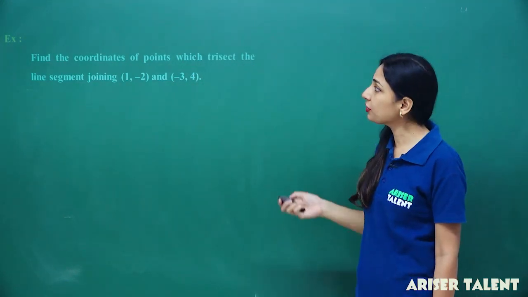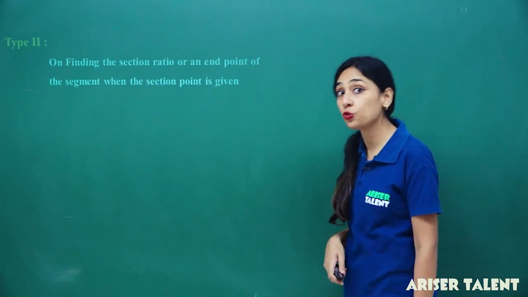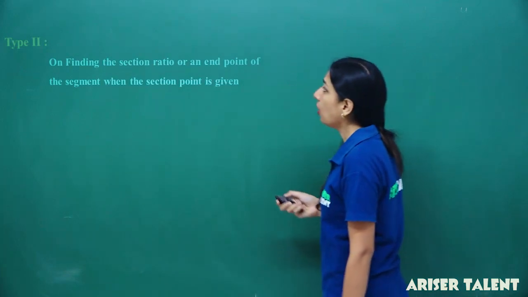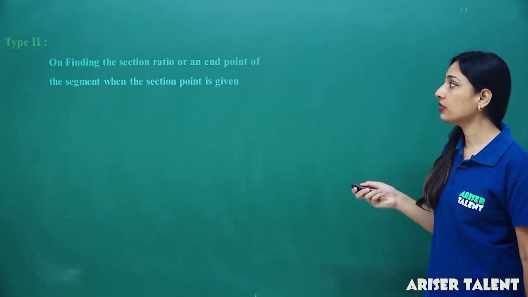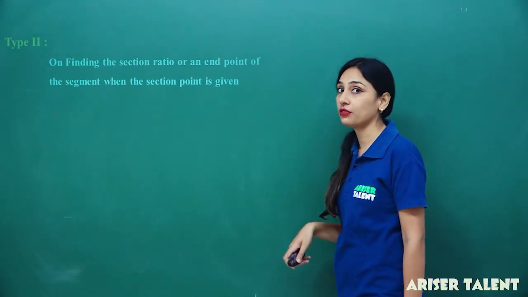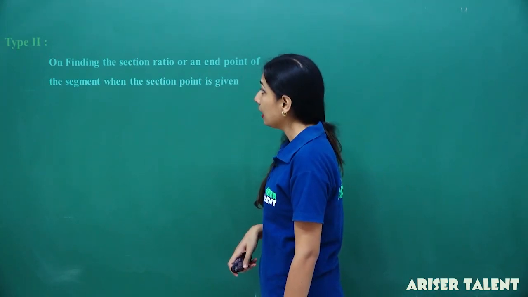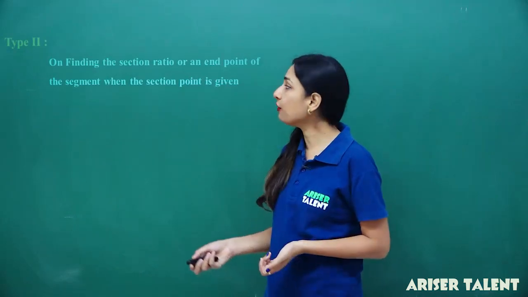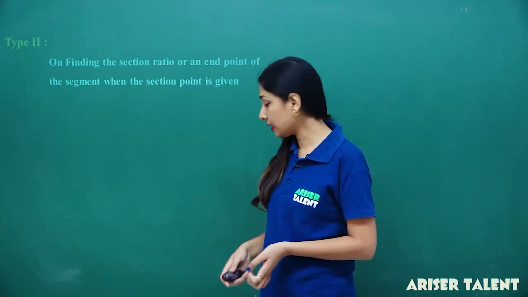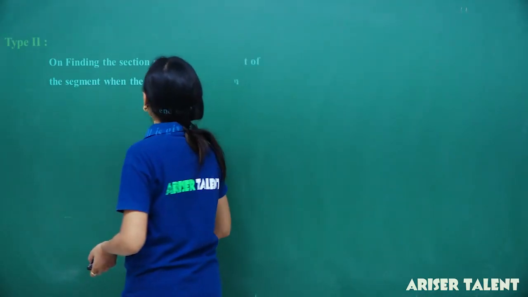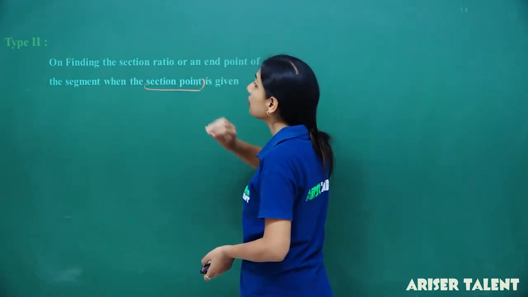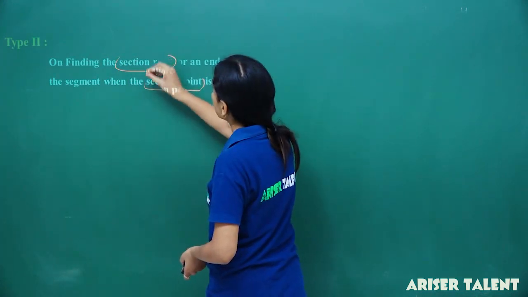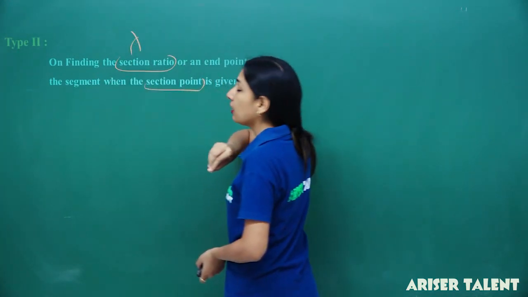So, here I am having this question. The next question, type 2. Now, what is type 2 question? On finding the section ratio or an endpoint on the segment when the section point is given. That means, section point is given to you. What we have found in the previous section, that section point. Okay. Now, that section point is given to you and now you have to find the section ratio. The section ratio is lambda, right?